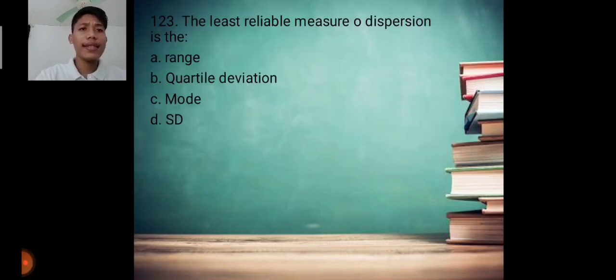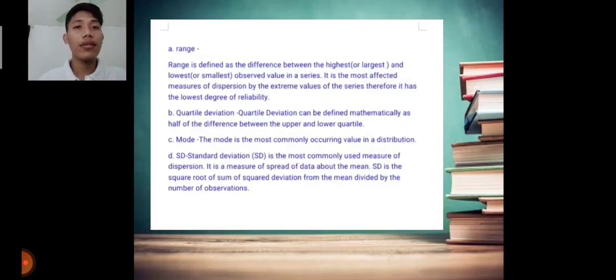123. The least reliable measure of dispersion is the A, range, B, quartile division, C, mode, D, SD. So atong tan-awon og unsay kalainan nila. Unsa ang purpose anang upat. Letter A, range is defined as the difference between the highest or largest and the lowest or smallest observed value in a series.